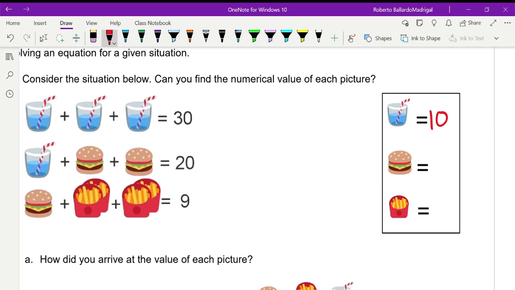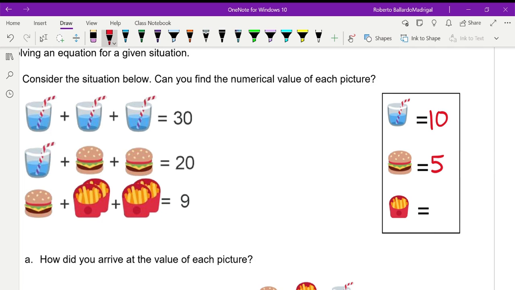1 drink and 2 burgers. So then that means that each burger must be worth how much? Declan? 5. Well, we know a drink is 10, and if 2 burgers plus a drink makes 20, then that means that each burger must be 5.